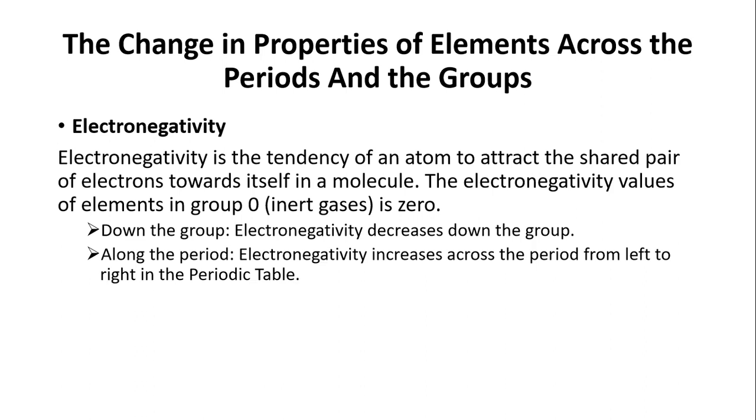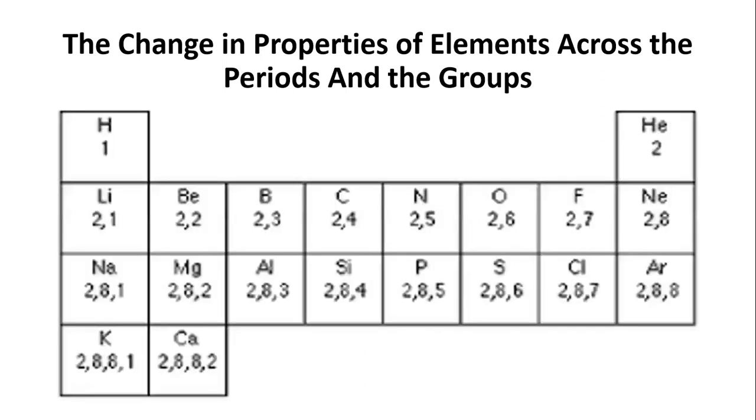You have to know that down the group, the electronegativity, this is the tendency of the atoms to attract the shared pair of electrons towards itself, decreases down the group. So in our periodic table, as you can see, if we move down the group, the electronegativity decreases, starting from hydrogen to calcium. Moving down the group, it means the electronegativity will decrease as you move down.